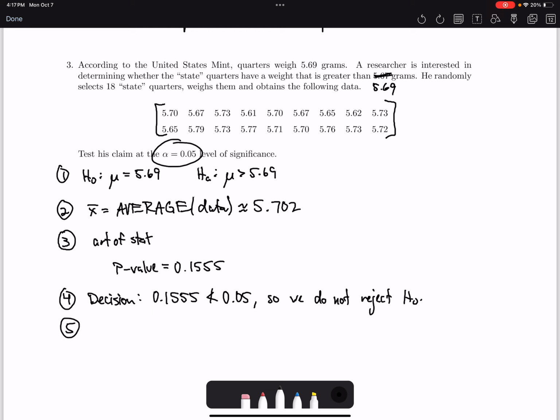Okay, in other words, if we assume that H null is true, then there's still like a 15% chance of observing this sample mean, which is not a low probability by any stretch of the imagination. So there's no reason to reject the null. And since we're not rejecting the null, we would say there isn't sufficient evidence to support the alternative, right? That's what we would say in conclusion.